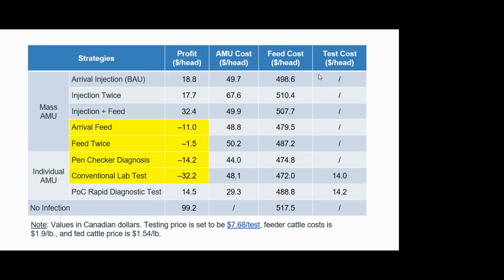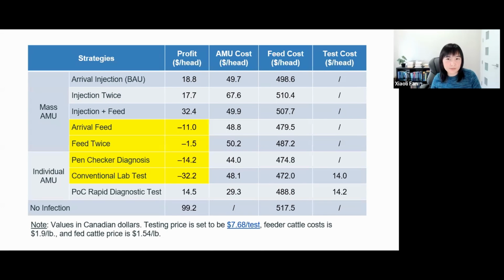These 4 I highlighted here are all having negative profit. So the prophylactic ones, if you only administer antimicrobial by feed, then that's not enough for disease control. As I mentioned, it's probably because antimicrobial by feed has low efficacy. Think of if the cattle get sick, then maybe the cattle will lose appetite, similar to humans, and maybe antimicrobial by feed in that case was not effective.